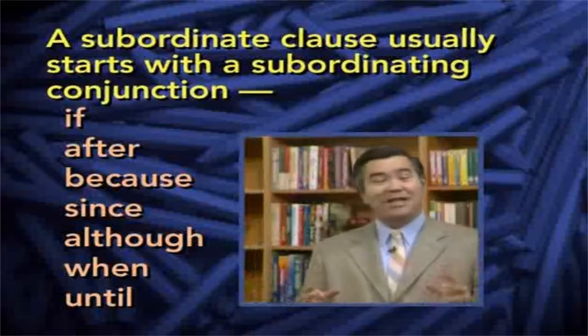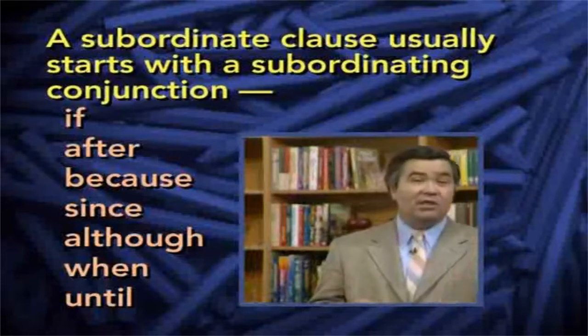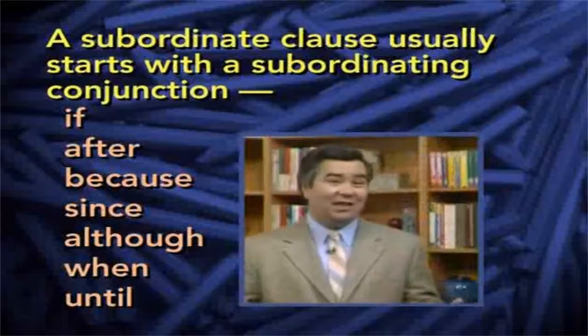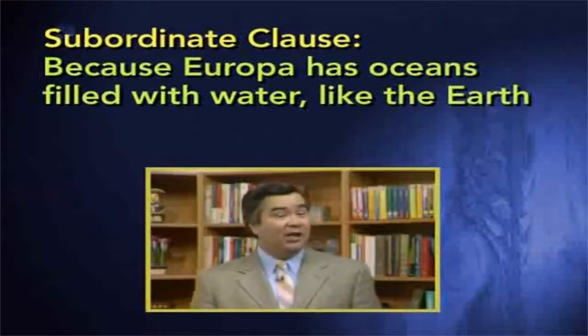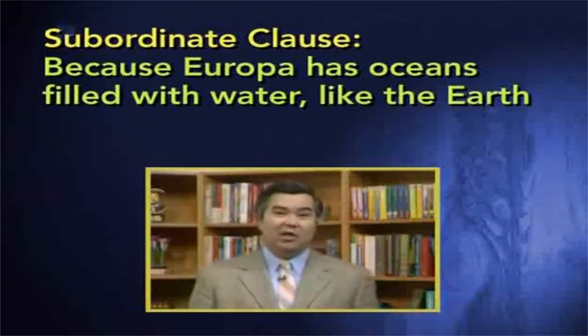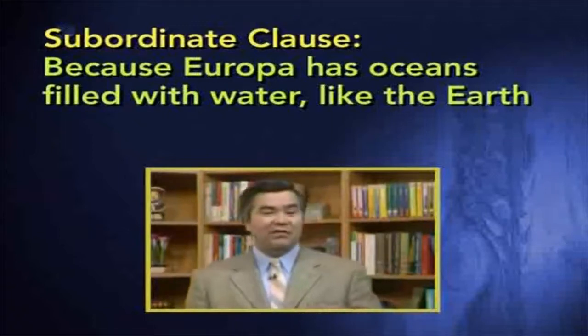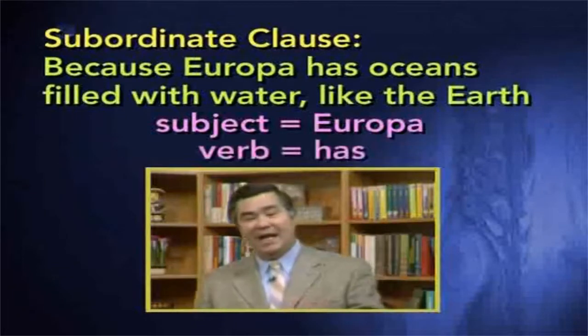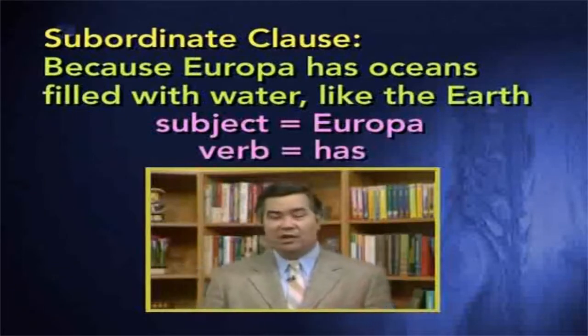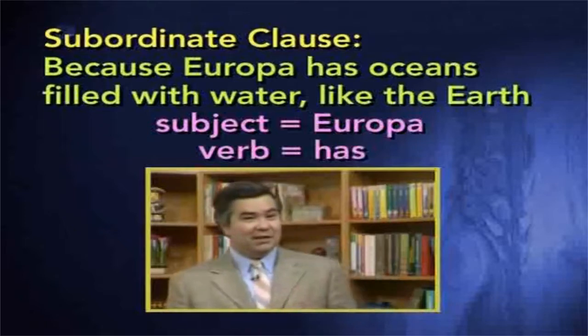Normally, a clause that begins with one of these subordinating conjunctions can't stand alone as a sentence because it won't express a complete thought. Therefore, we consider it a subordinate clause. Take a look at this example. Because Europa has oceans filled with water like the earth. Now, this is a clause because it does contain a subject and a verb. The subject is Europa. The verb is has. So far, so good. But can this stand alone as a sentence?